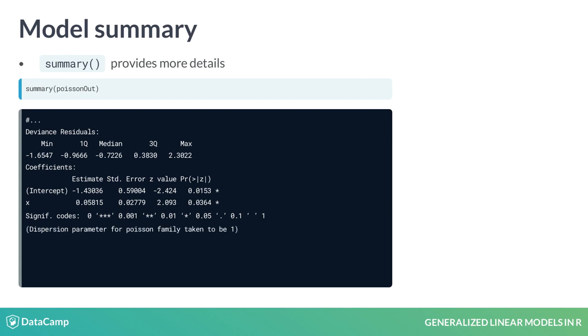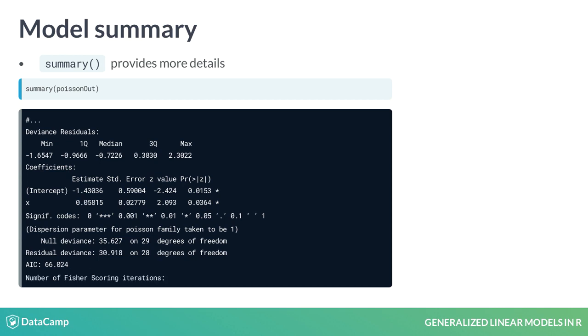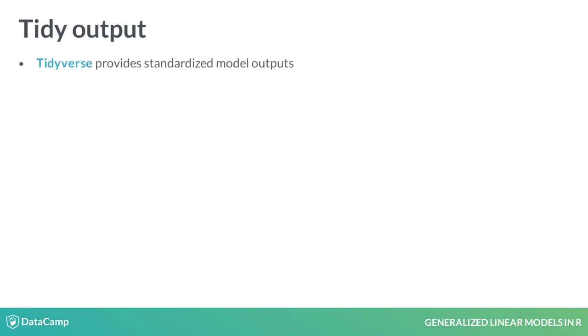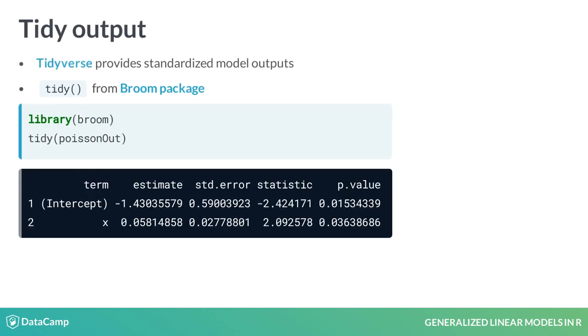Next, summary tells us about dispersion. Although not covered in this course, some data can be over-dispersed and either have more variance or zeros than the model suggests. These models require special over-dispersion parameters. Next, the model provides us similar deviance and degree of freedom information as the print output. Last, summary provides us with the Fisher scoring iterations, which can be helpful if R has trouble fitting a model. The tidyverse also provides a standardized model output, the tidy function, and the broom package.